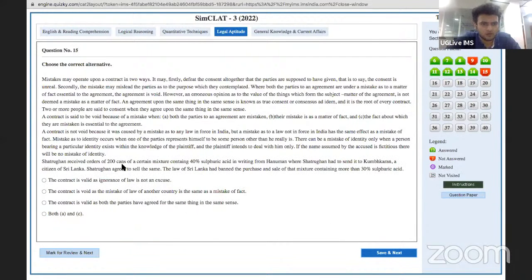Shatrughan received an order of 200 cans of a certain mixture containing 40%, and had to send to Kumbhakarnan, a citizen of Sri Lanka. Shatrughan agreed to sell the same. The law of Sri Lanka banned the purchase and sale of a mixture containing more than 30% sulfuric acid. One is a mistake of law and another a mistake of fact, and both the countries have agreed for the same thing in the same sense. What will happen? This is simple, right? This will be B.